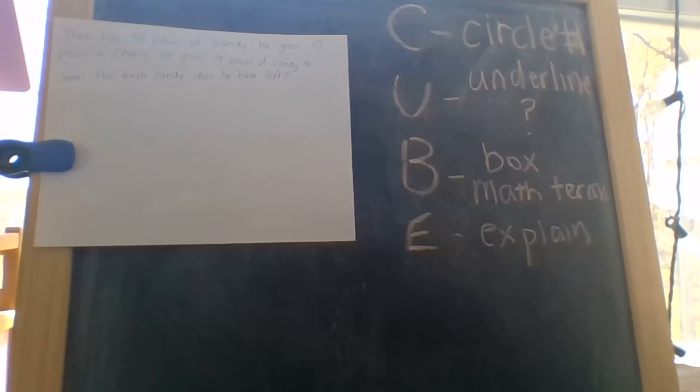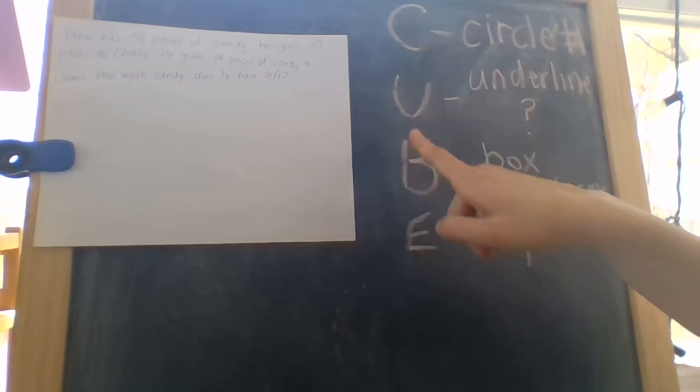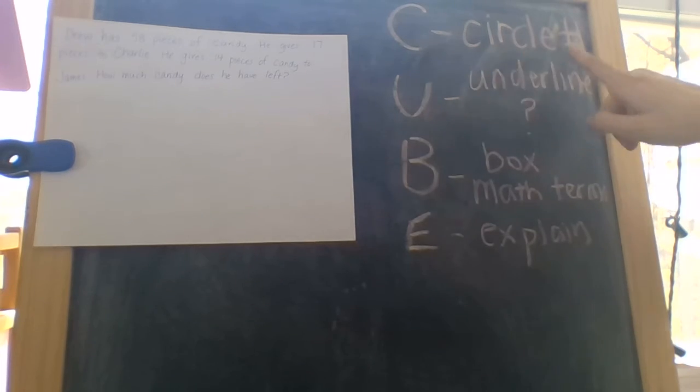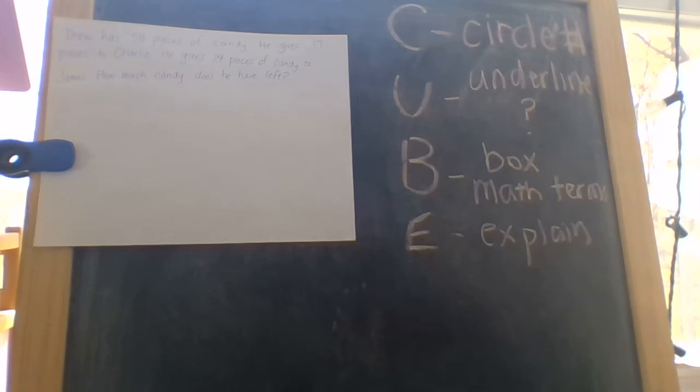Remember, I told you that we would do another cube lesson this week. CUBE is how we solve multi-step word problems or single-step word problems. It's just how we approach all word problems. Now remember, the C stands for circling the numbers, U, underlining the question, B, boxing in the math terms, and E, explain what you're doing. It'll help you make sure that what you're doing makes sense. So I'm going to start by reading the problem, and then I will follow my cube strategy.